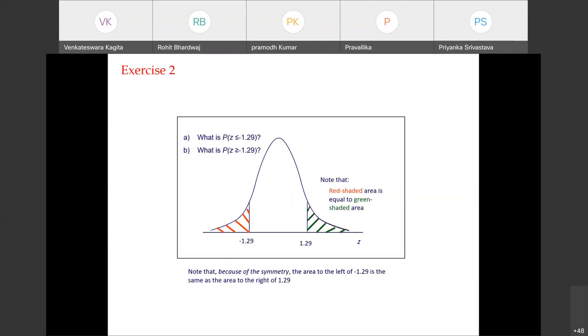And suppose you're interested in the probability that Z is less than or equal to -1.29, right? Which is this. You know that this is a symmetric curve, and the probability that Z is less than or equal to -1.29 is equivalent to Z greater than or equal to 1.29. Which is equivalent to 1 minus 0.9015. Z greater than or equal to 1.29 is 1 minus the probability that Z is less than or equal to 1.29. So you can get this from the table and substitute that. And similarly, you can get Z greater than or equal to -1.29.